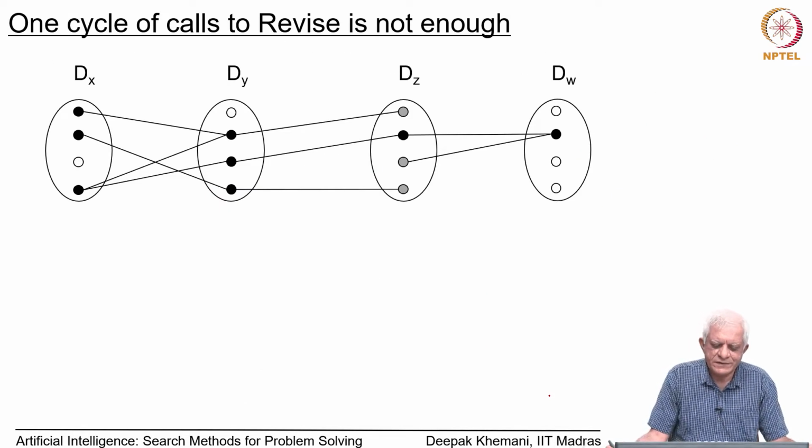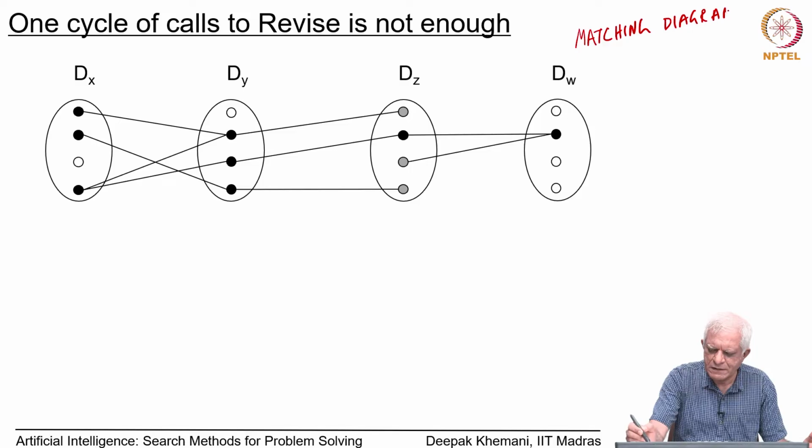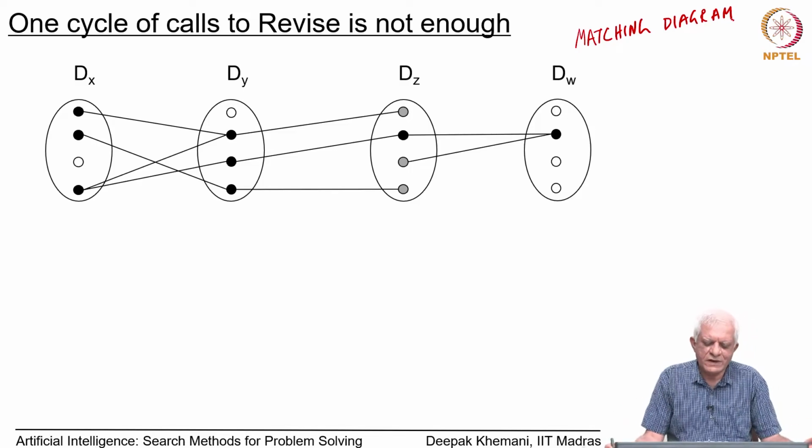So, let us look at a constraint graph. We have spoken about the matching diagram earlier, right? And so, this is a matching diagram for the constraint graph, and we have 4 variables x, y, z and w. X is related to y, y is related to z and z is related to w, and these are the values. Each domain has 4 values in this example, and each edge is an edge in the matching diagram that we have seen earlier. So, an edge says that these two values are related essentially.